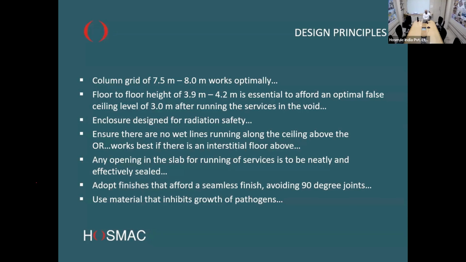So beyond that, when we plan, we need to ensure that there are no wet lines running above the ceiling of the OR, which is why that interstitial floor or the skip floor that we looked at earlier is a very optimal solution, because it allows you to divert all the plumbing pipes away from the surgical suite. So that's an important consideration because you surely don't want any dripping inside the operating room, especially from soil lines and waste lines, because you want to maintain asepsis, and infection control is of paramount importance.